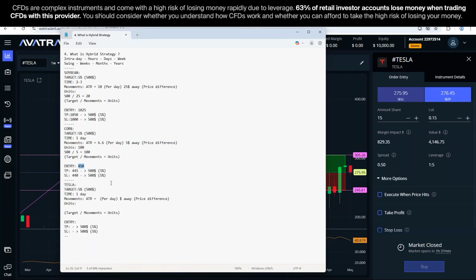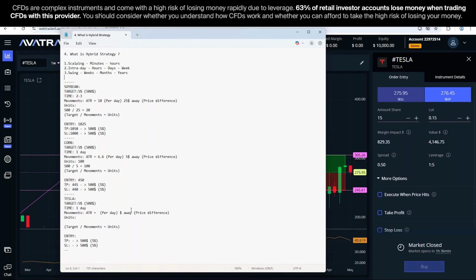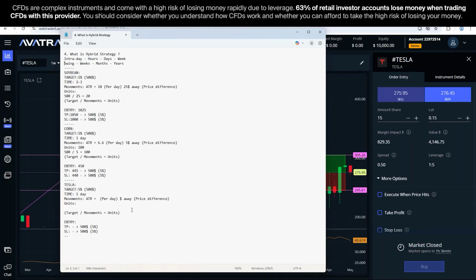So the entry in here will be 275. In here, take profit is going to be 305, and stop loss 245, which leads us to, let's quickly, oh, sorry, I should have done this at the bottom and not on corn. Sorry, let's make it right here.